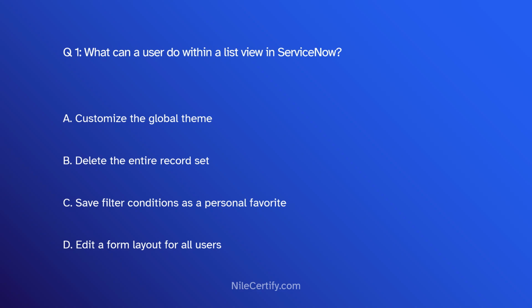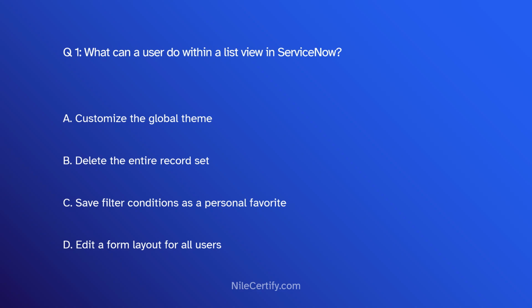The first one is customize the global theme. Can we do that from a list view? No. Changing the global theme is an administrator level UI configuration. It affects the whole instance or many users, not just you staring at a list. You do that in system settings or through configuration and not from inside a list of records. So A is incorrect.